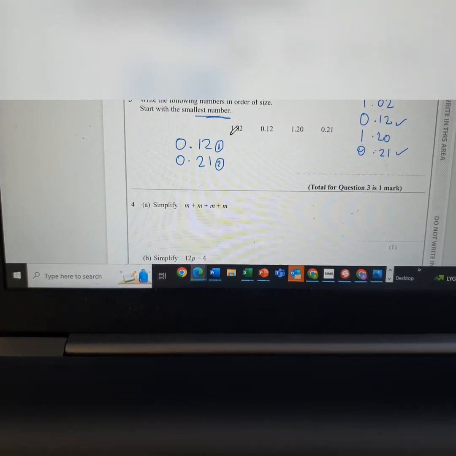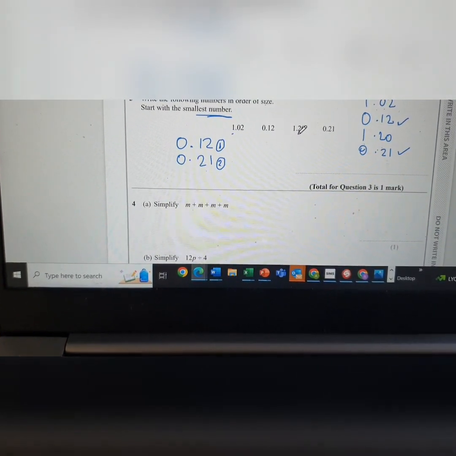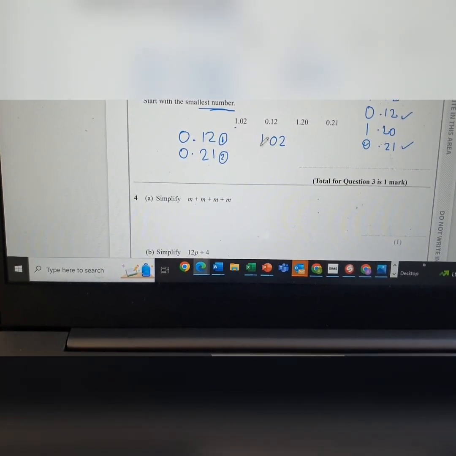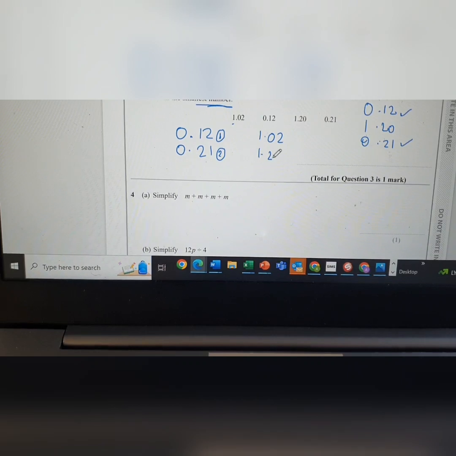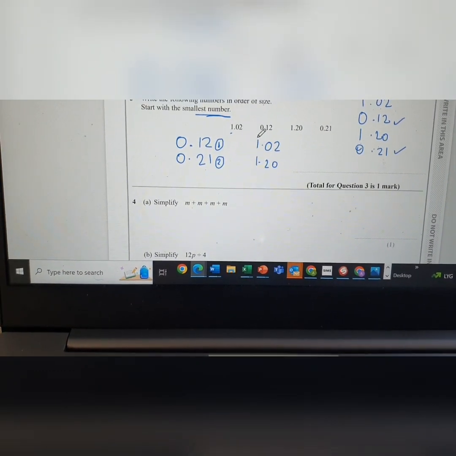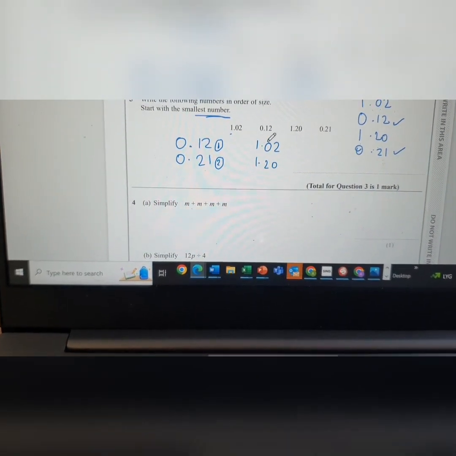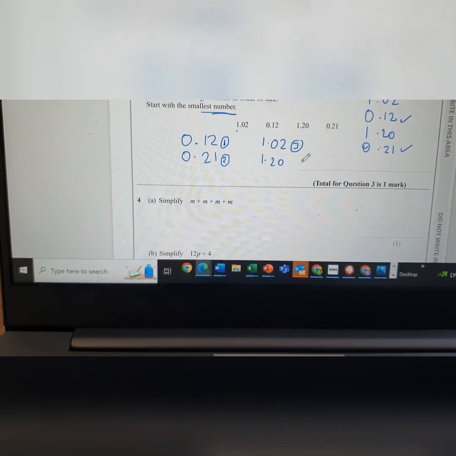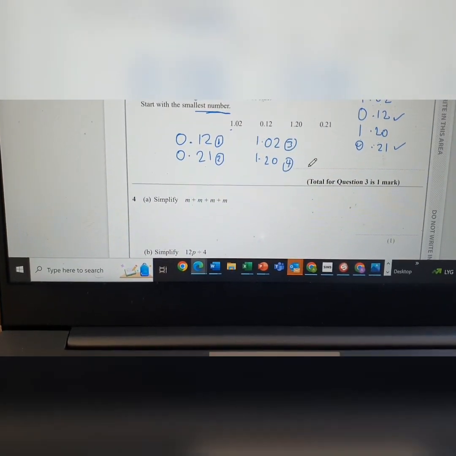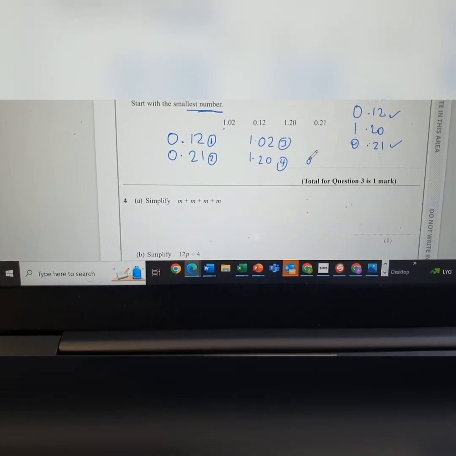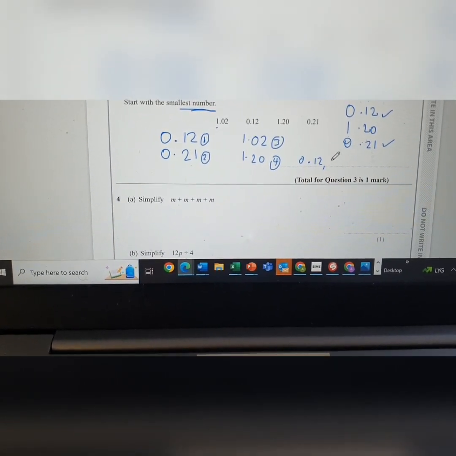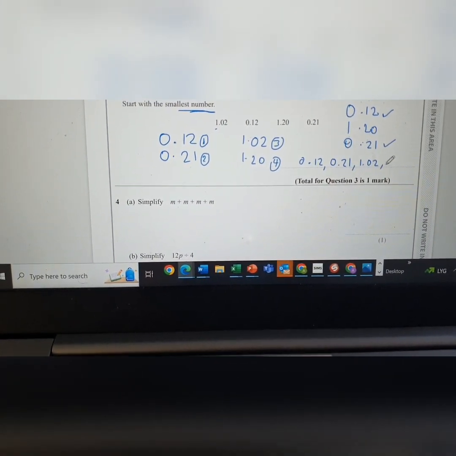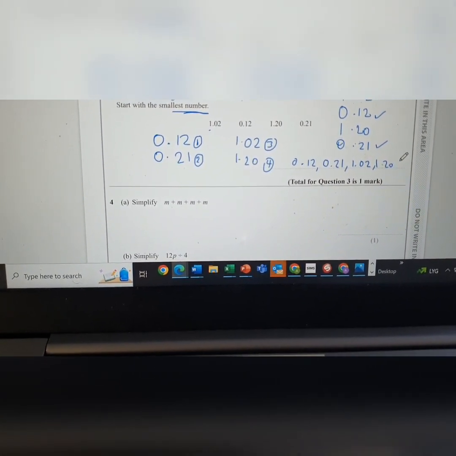So now I'm left with 1.02 and 1.20. So I'm going to write those down here as well: 1.02, 1.20. My first digits are both 1s, that doesn't help me. The second digit, I've got 0 and 2, so this would be the third smallest, and this would be the largest. So I'm going to write those down on the answer line: 0.12, 0.21, 1.02, 1.20.